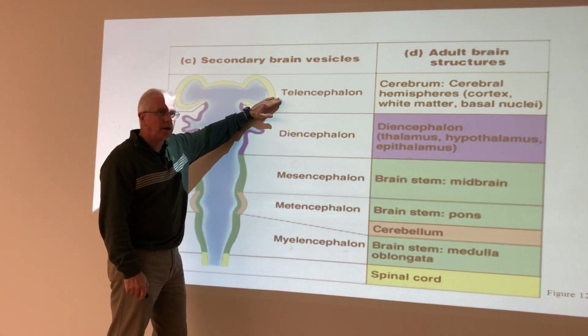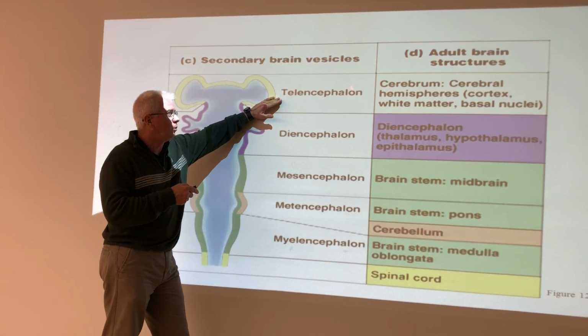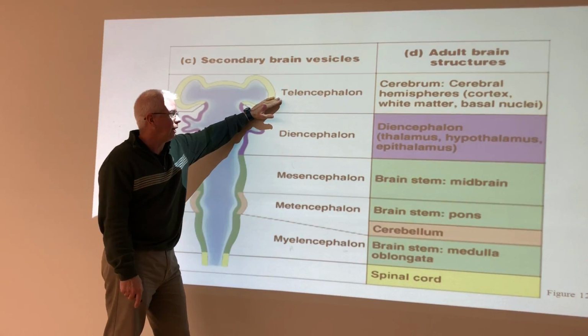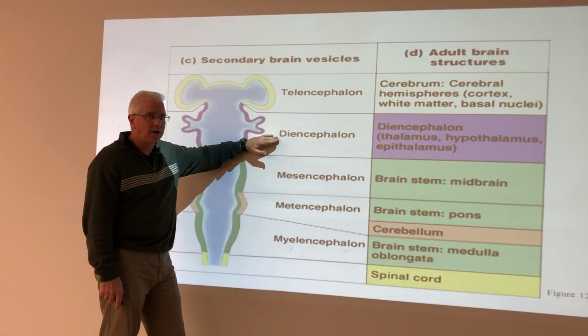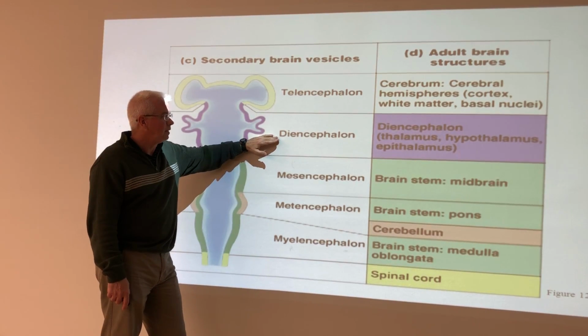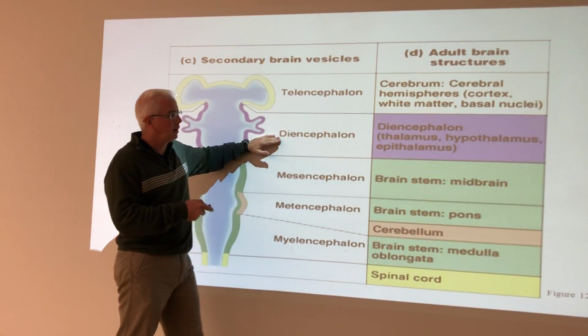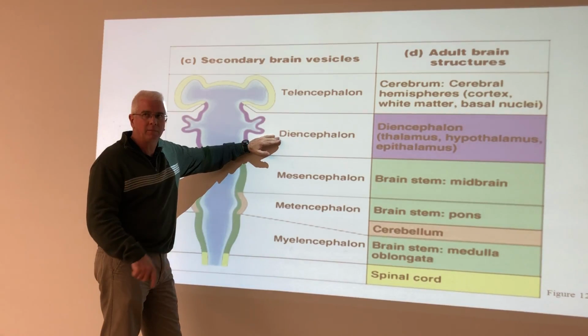The telencephalon is the brain area that we refer to as the cerebrum. And the three parts we're going to talk about are cortex, white matter, and basal nuclei. The diencephalon, you've heard this today, will be the second piece, deep brain areas I'm going to talk about. And we're going to talk about the thalamus, hypothalamus, and epithalamus.